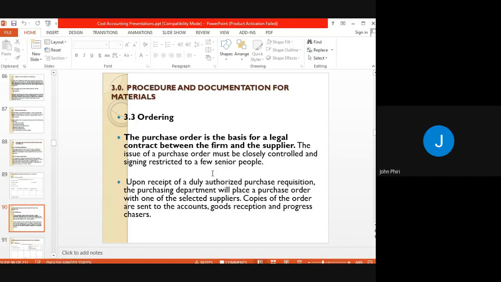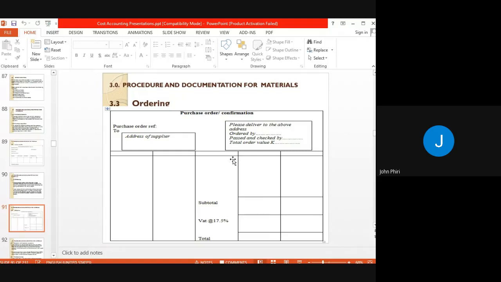And here is an example of an order. It's not about the layout, how it looks, but mainly about the components that we see in there. So what are the components? You'll have your purchase order number or reference. That reference can even come from the requisition. Now you address it to the supplier. For example, you are going to say JP Chimtengo supplier, boxes so much.